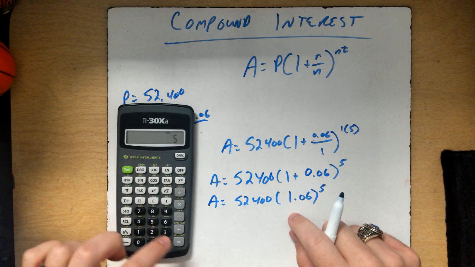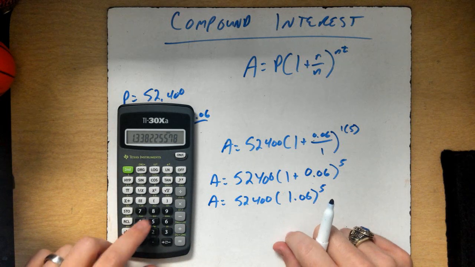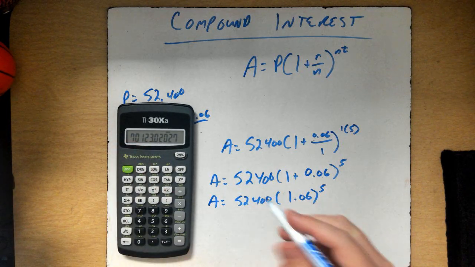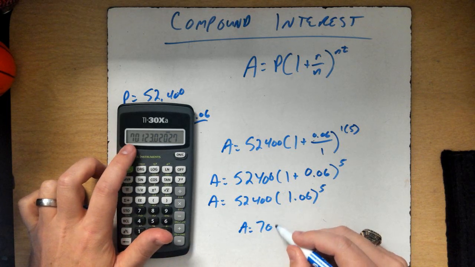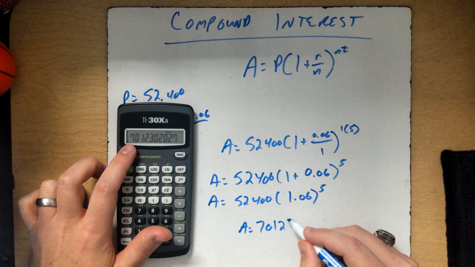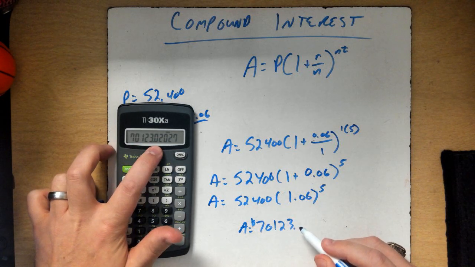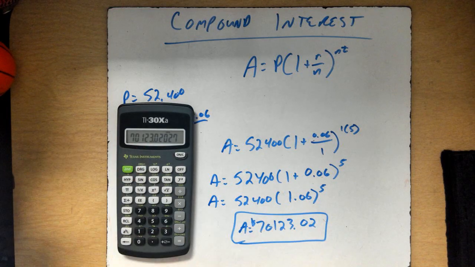1.06 to the 5th power equals this, times, make sure you hit the times button there, 52,400, and that's going to give us this number here, and we're going to round. So our A is 70,123. Now remember, this is money, dollars, and we're going to round. We got 0.02, so 2 cents. Okay, so that's how we do this right here.